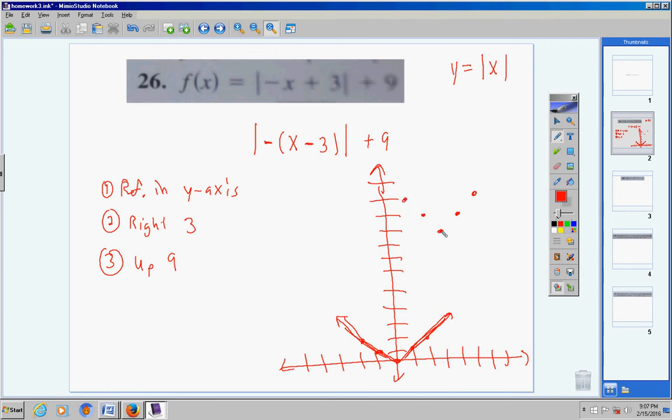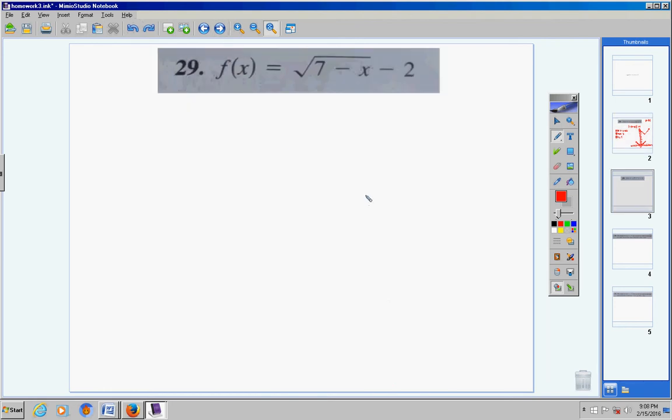There you go. I took each of these points, 1, 2, 3, 4, 5, and I moved them to the right and up 9. And that is the correct answer, and that's the answer in the back of the book, okay? Alright, now, number 29. Look at this, guys.